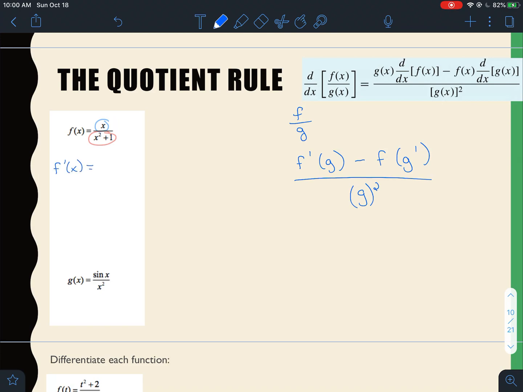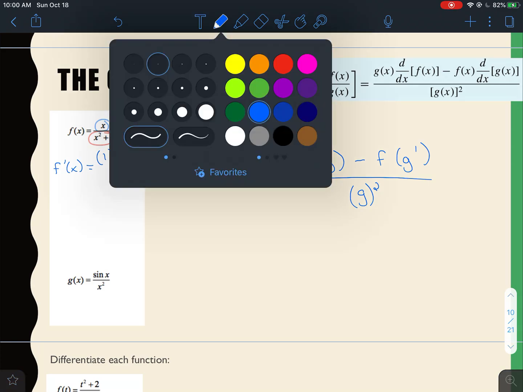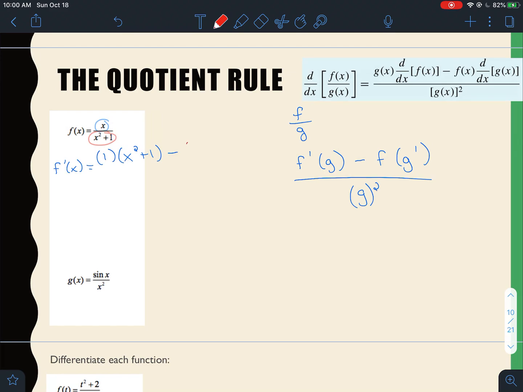So let's look at that in action. So if I wanted to take the derivative of f of x, you take the derivative of the top. The derivative of x is 1, so I'm going to take 1 and then times the denominator, which is x squared plus 1. And then you subtract in the quotient rule, and then you take the derivative of the bottom, which is 2x, and then times the top. You leave the top alone, then all over the bottom squared, so x squared plus 1 squared.